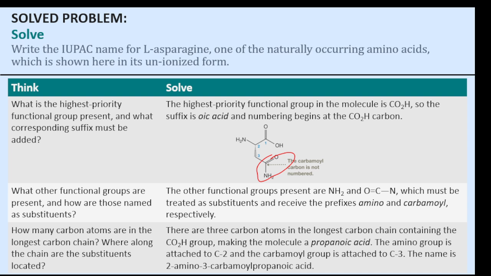Now, when carbamyl is a substituent, what happens to the numbering? Ooh, it does that weird stuff with the numbering again, doesn't it? Yeah. So in this case, we'll start off with 1 being right there, right? Then this is 2, 3. We get to the carbamyl, and we don't number it. Okay? So, what are the other functional groups for this, by the way?